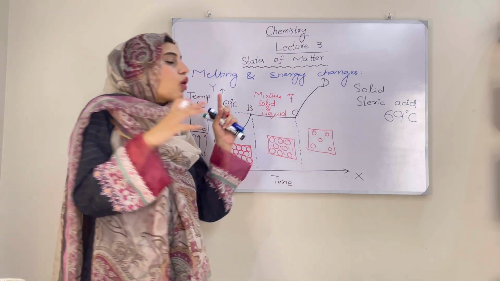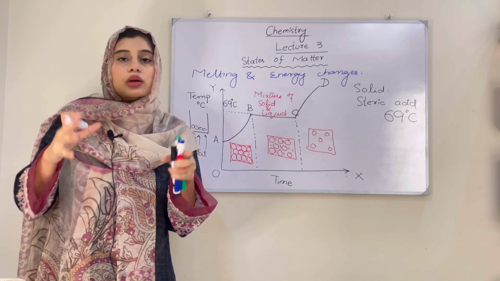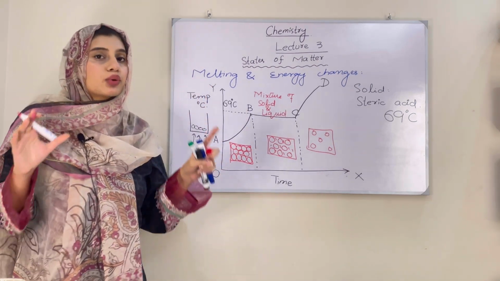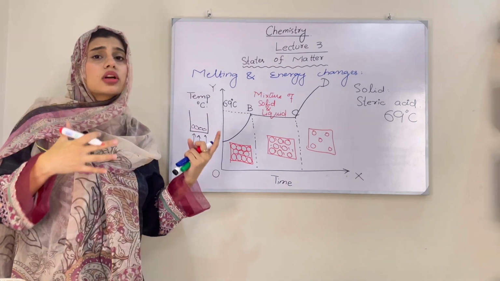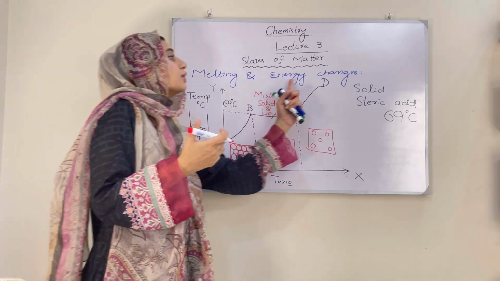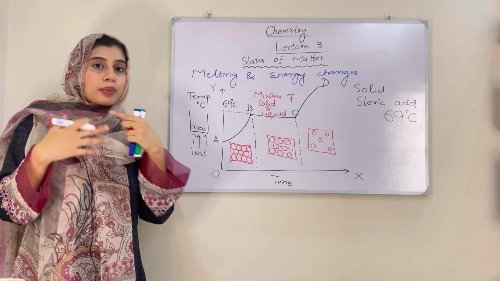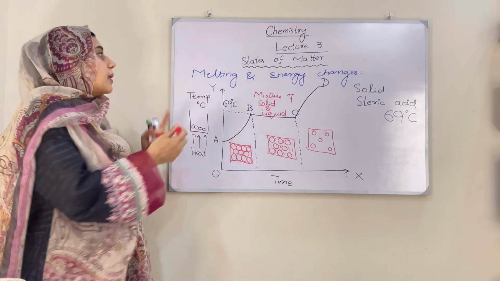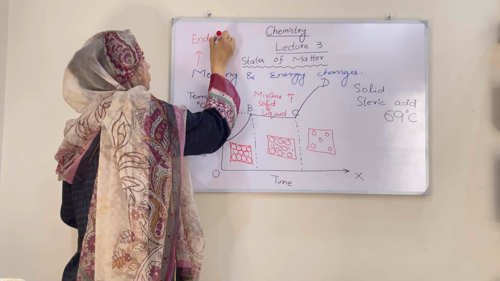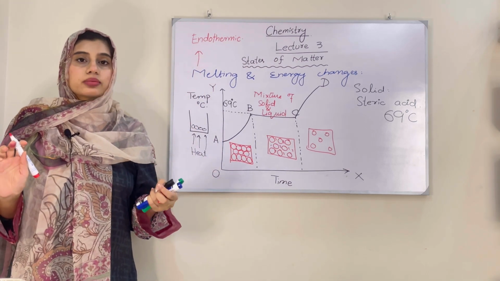At point C, all of the solid is converted into liquid, and after point C, now this liquid is converting into gas. So with the help of this graph, you can understand how a solid is converting into liquid, how it is converting into a gas. And if you remember energy change, we are providing heat, and that means melting is an endothermic process. I hope this is clear to all of you.